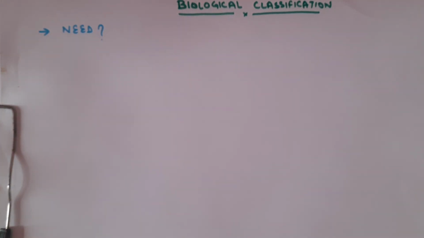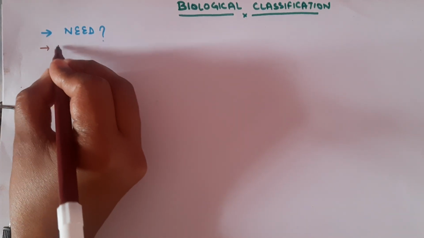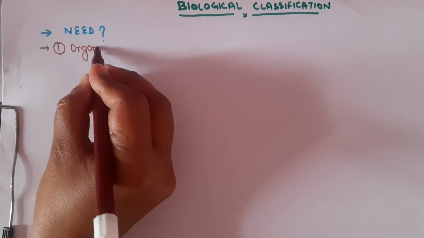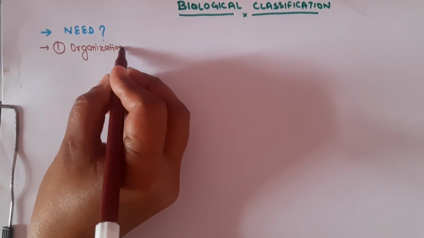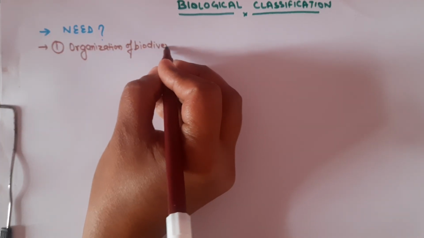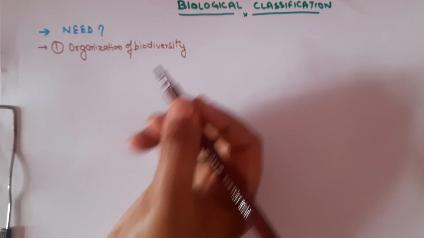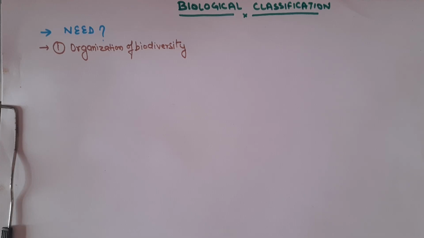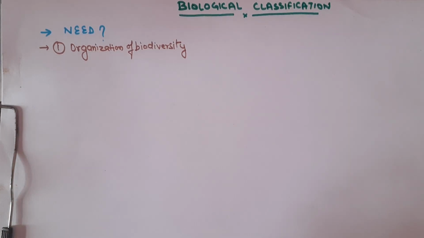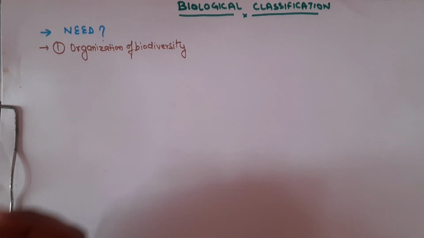Let's quickly go through the points on why we need it. First, we want to organize the vast diversity of living organisms, so we need biological classification for the organization of biodiversity. It is very important to understand why we need it, and here we are going to discuss it in 4 main points. The first is we need to organize the biodiversity, so we need a system for classification.